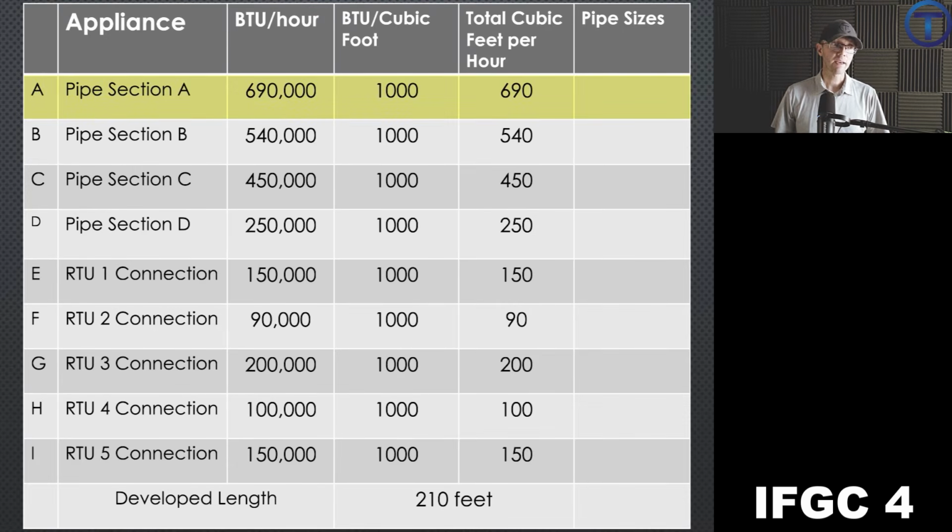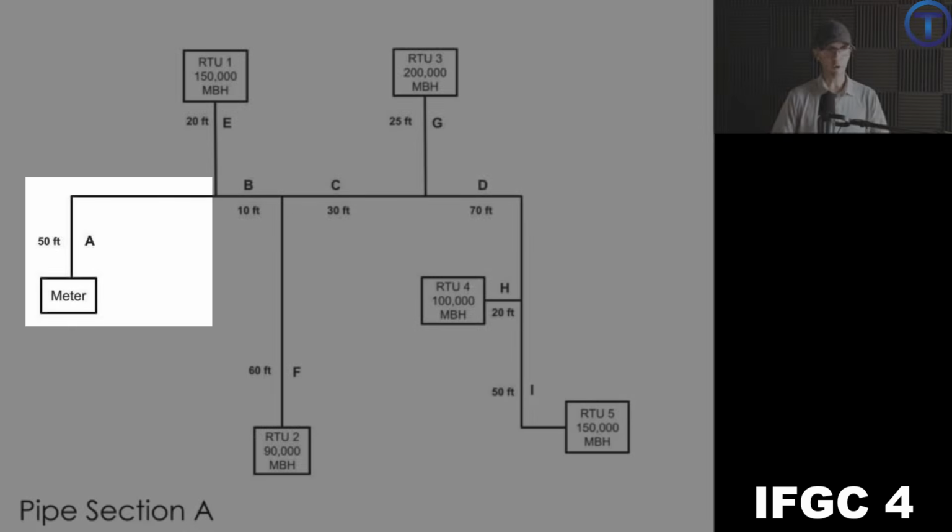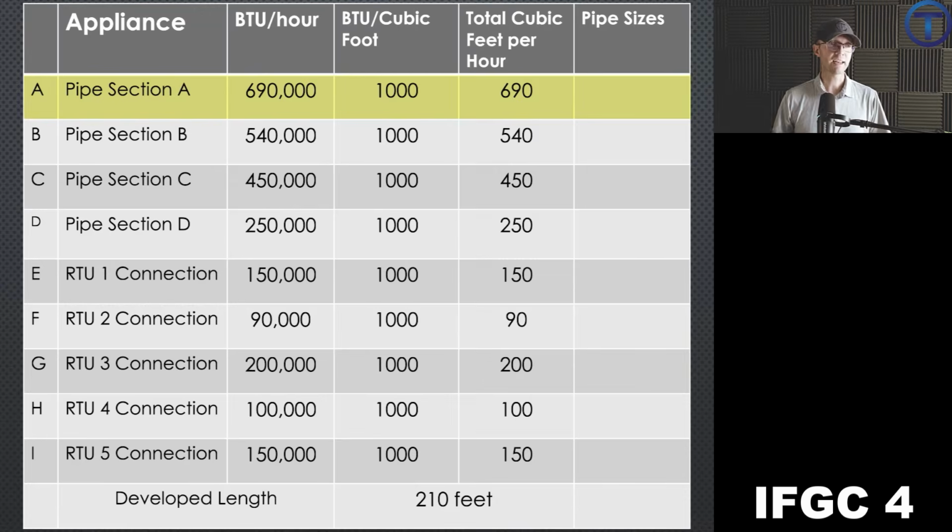Section A. On Section A, we're carrying the full load of the whole system. So if we go through and add up all of the BTU requirements for all of the rooftop units, we're going to find that we have 690,000 BTUs.